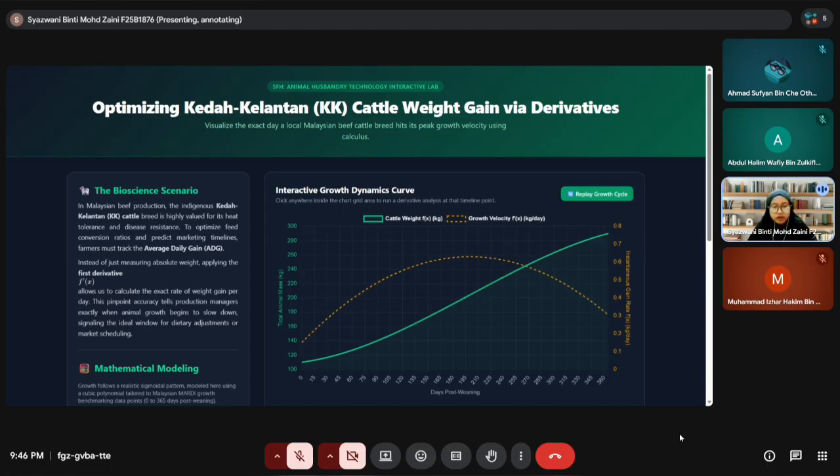Next section, the bioscience scenario. This section explains the real-life farming problem. The farmer needs to monitor the average daily gain of cattle. The first derivative is used to calculate the rate of weight gain per day. This helps farmers know when the cattle growth starts slowing down, so they can adjust feeding strategies or prepare for marketing.